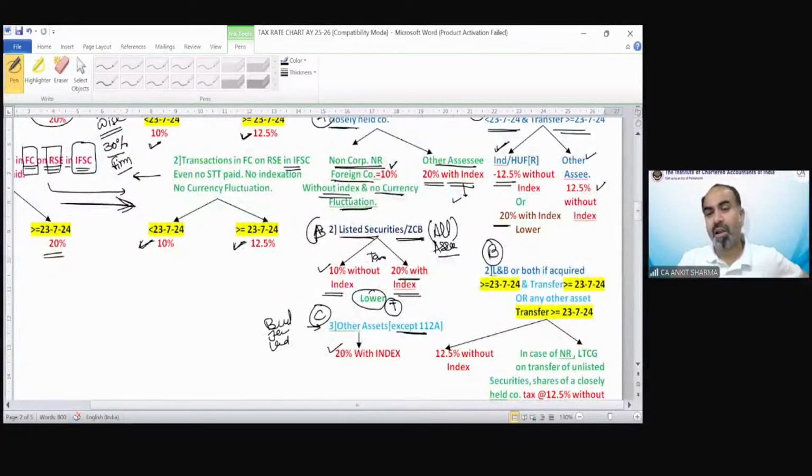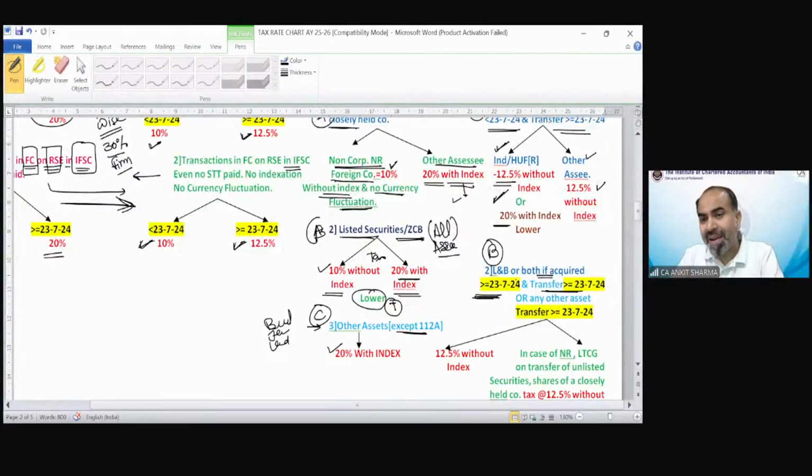Now, land and building or both, if acquired on or after 23rd of July 2024. So if land and building was acquired before 23rd July 2024 and transferred on or after 23rd of July, then this benefit applies. But suppose land and building has been acquired on or after 23rd of July and transferred after 23rd of July, then the benefit for individuals would be gone. The provision would be the same for all.